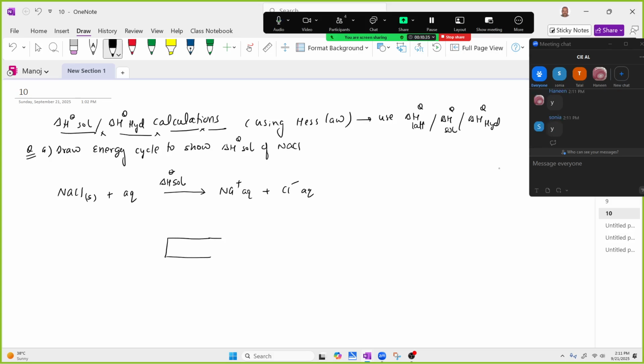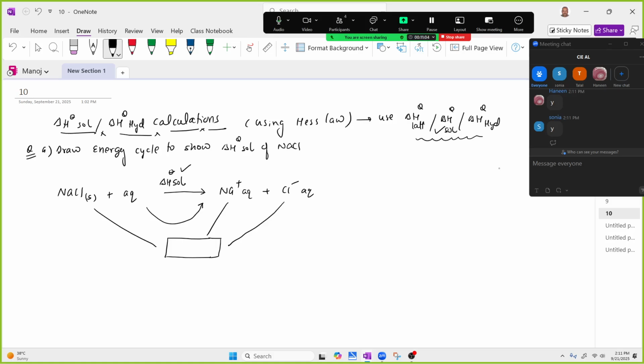That means you have to draw something like this. You have done this in your AS level last year. So there is an arrow here, there is an arrow here, and an arrow here. And this is the curved arrow, the Hess law arrow. Now all you have to do is to incorporate all these three in your energy diagram. So solution I already incorporated. It's already here. So what is now missing is lattice and hydration.